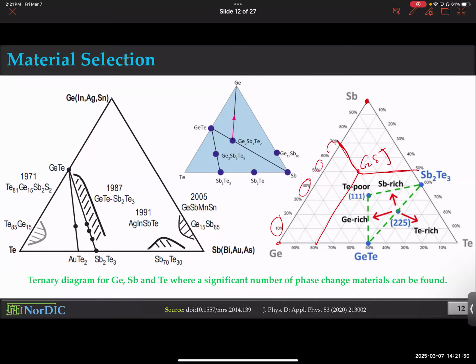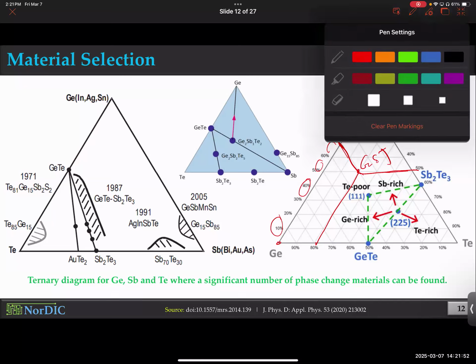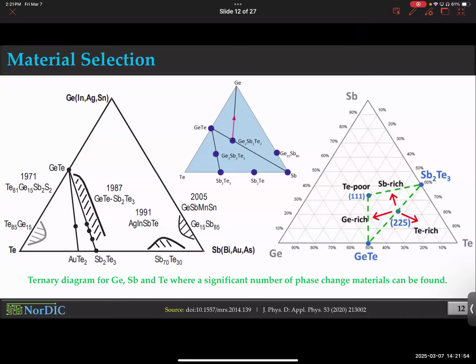So that's an equal distribution for all of them. Yes, that's one approach. Or you could make one of them the richer entity. For example, if you go towards this direction, which is almost 100% tellurium, that's becoming tellurium rich, or antimony rich, or germanium rich. People try to make them something rich for some specific agenda. If you're trying to go after high on-off ratio, do X. If you're trying to go after lower switching temperature, do Y, something like that.